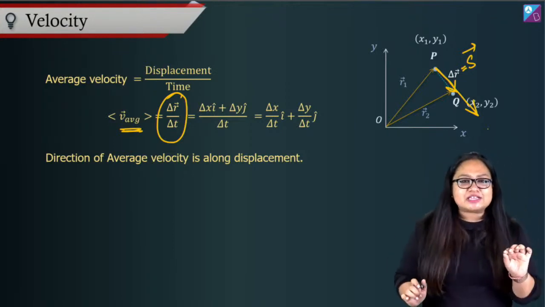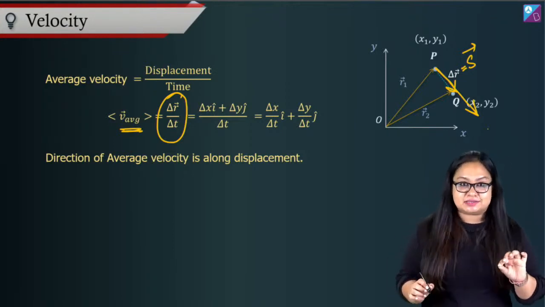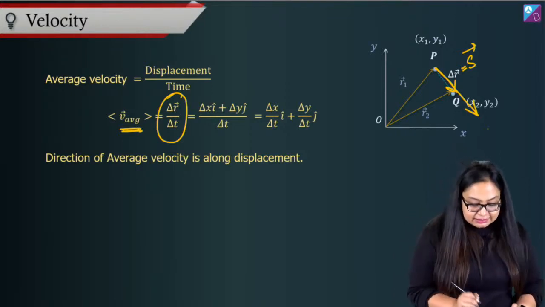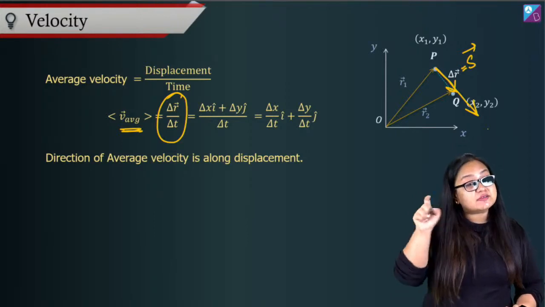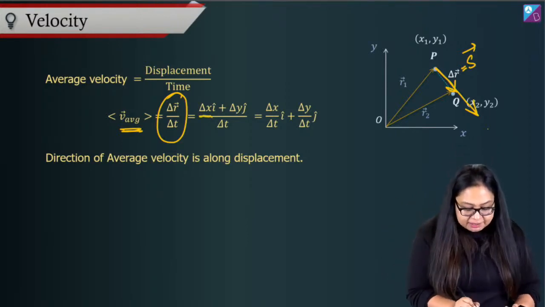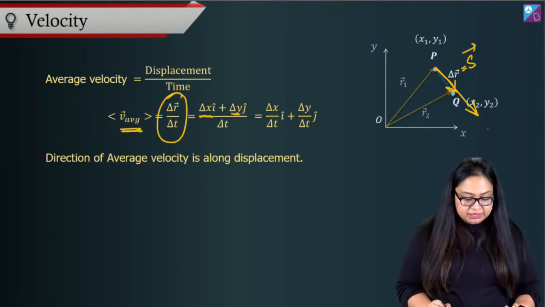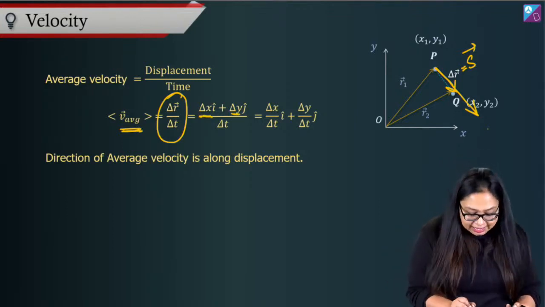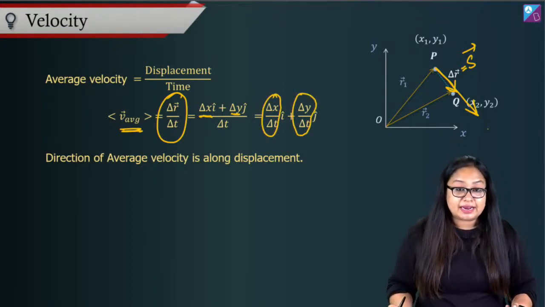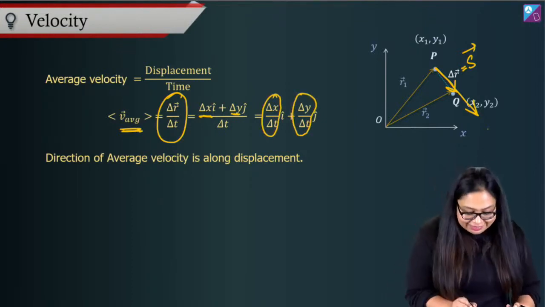Now, when I actually substitute the value of S, right? Substitute the value of displacement. Then I can say that displacement is equal to what? x2 minus x1 i cap plus y2 minus y1 j cap. That is what? Delta x i cap plus delta y j cap. If I substitute it here, then I get delta x by delta t i cap plus delta y by delta t j cap, right? What does that mean?